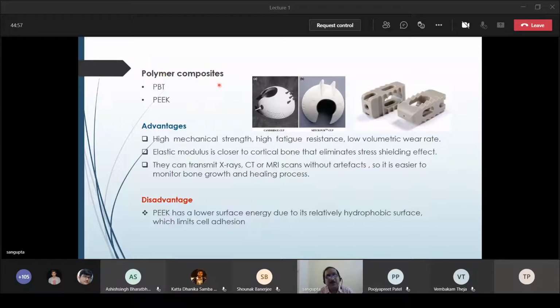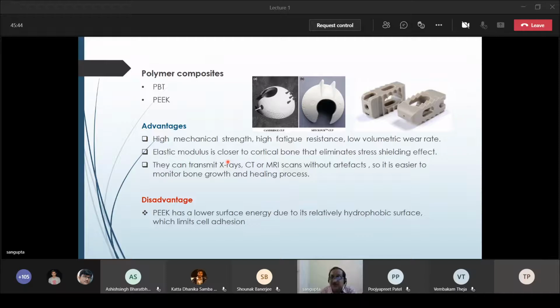As I was telling you, polymer composites like PBT and PEEK have evolved. PBT found application in the Cambridge cup. In the Meech cup, we have explained, PEEK has come up very fast as a favorable polymer composite biomaterial in implants. PEEK found application in spinal implants, spinal spacers within the lumbar spine. Of course, you have advantages of high mechanical strength, high fatigue resistance, but very low volumetric wear rate.